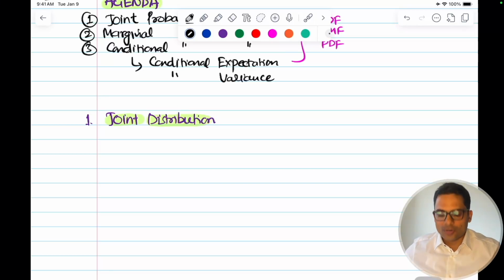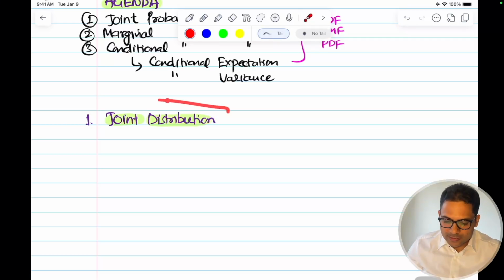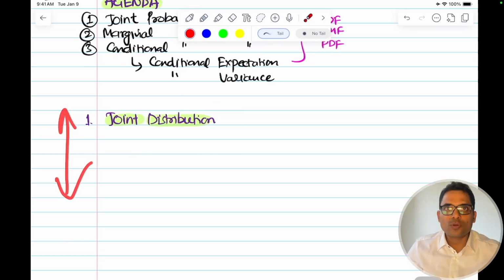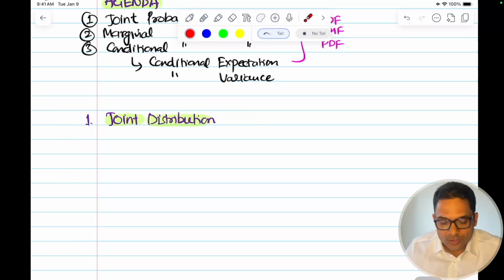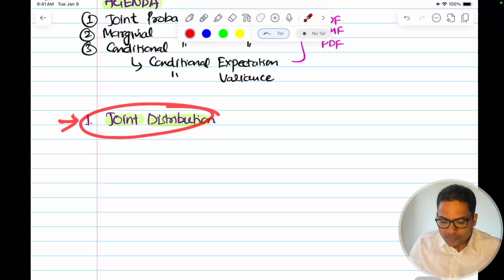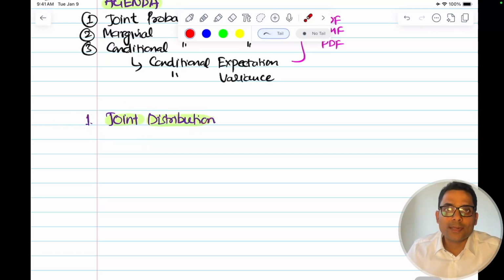So how do we model when we have two or more random variables? How do we model those? For that, this class is there. We'll understand how we model two or more random variables. So what's a joint distribution, or joint probability distribution? This is the probability of two or more random variables occurring simultaneously.